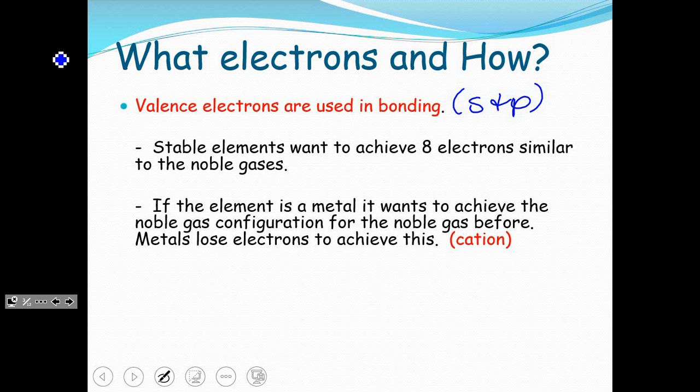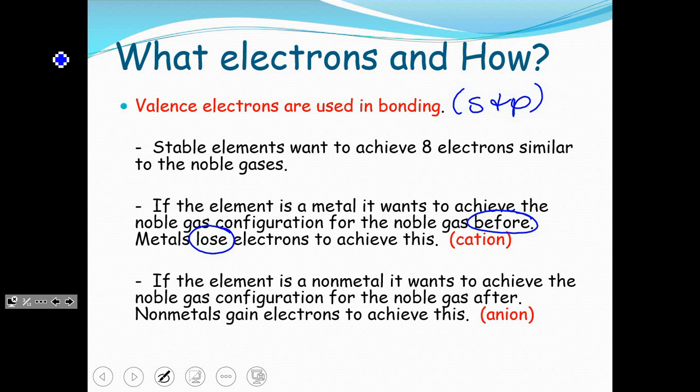And now this is kind of the stuff we've already talked about before. If the element is a metal, it wants to achieve the noble gas configuration for the noble gas before. The reason it's the noble gas before is because it loses valence electrons. So it's dropping back to a lesser number of total electrons. And remember, these are called cations. How do we remember that cations are positive? It has the plus sign right in the middle of it to help us remember.